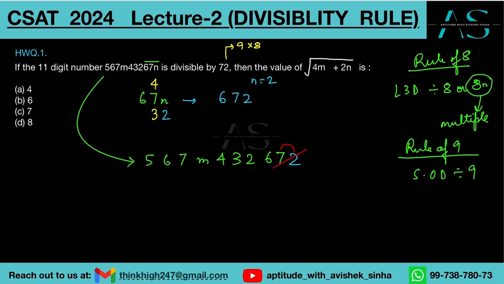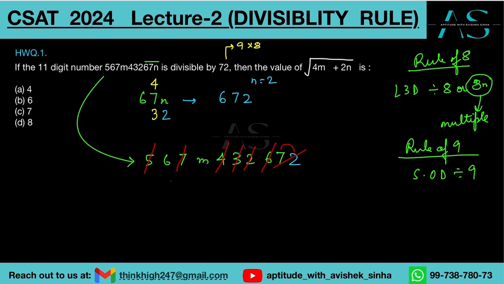Then we have 6 and 3, 9, sums up to 9. 7 and 2 sums up to 9. 4 and 5 sums up to 9. So all these values are taken out. What are we left with?